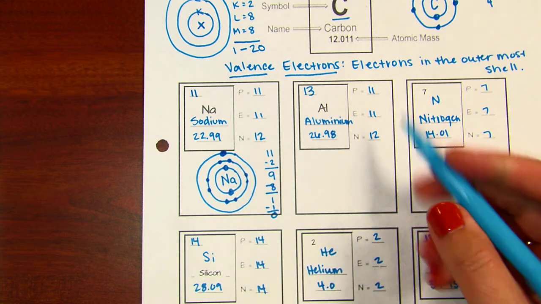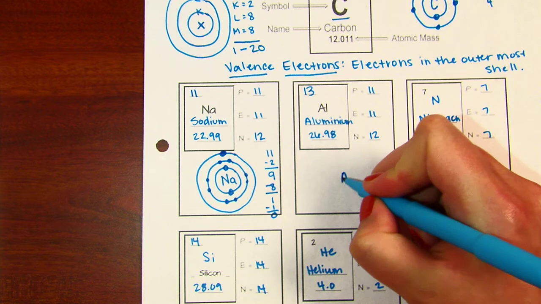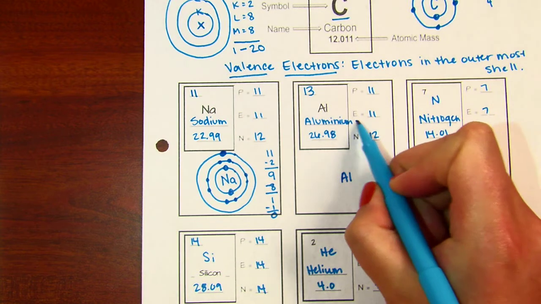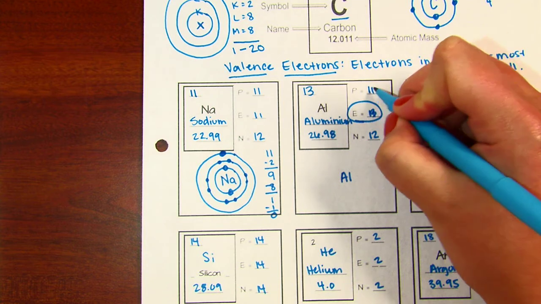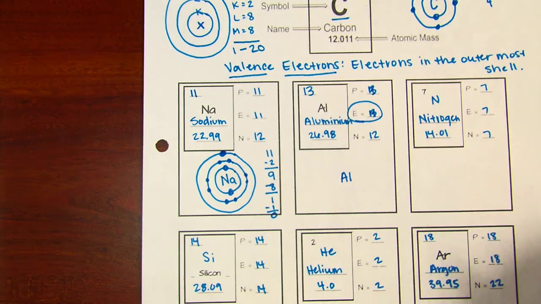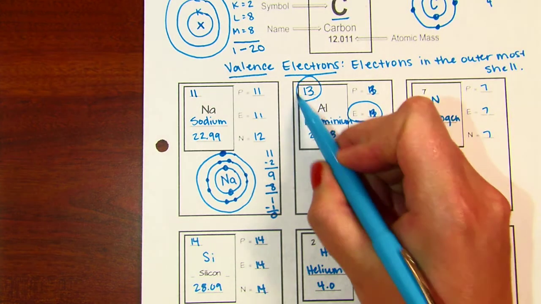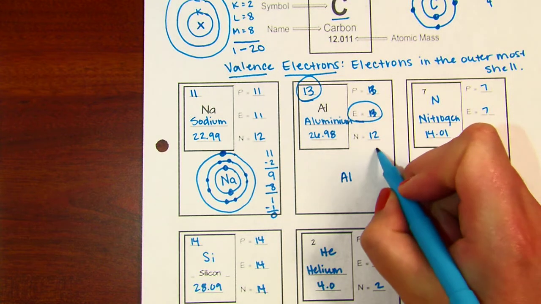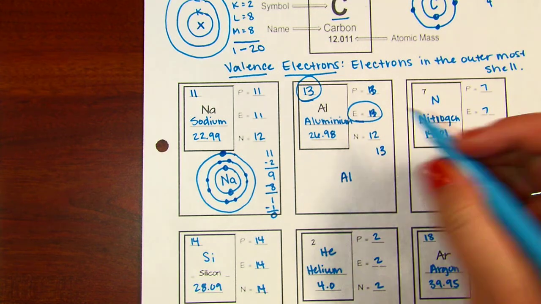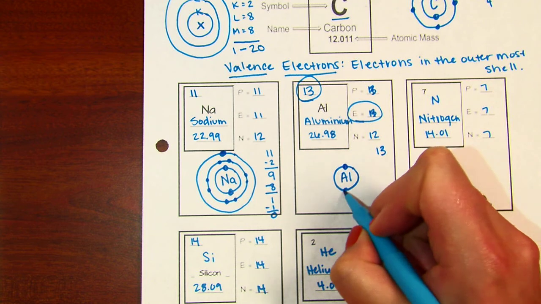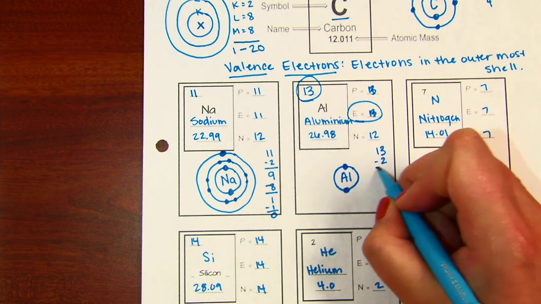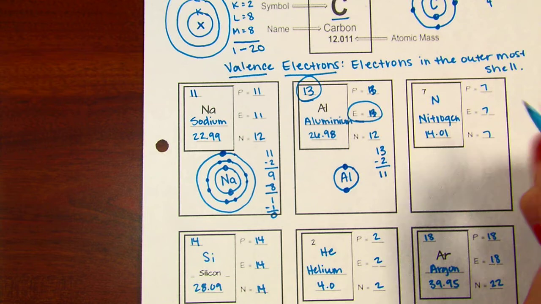Let's look at aluminum. Again, starting with the symbol in the middle, I know that aluminum has 11 electrons. Oh, I'm sorry, not 11. Whoops. 13 electrons, because its atomic number is 13. So I'm going to write my 13 over here in the corner. My first shell can hold 2 electrons. 1, 2. So I have 11 more electrons to account for.